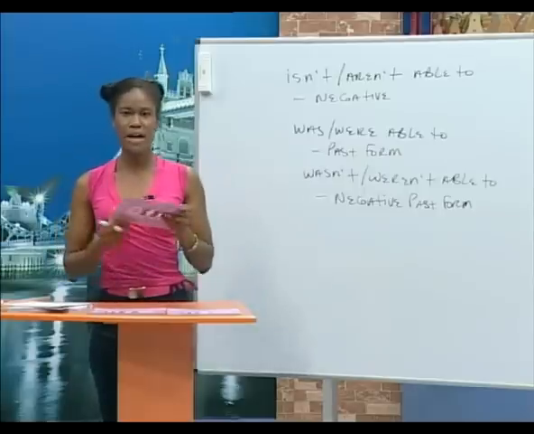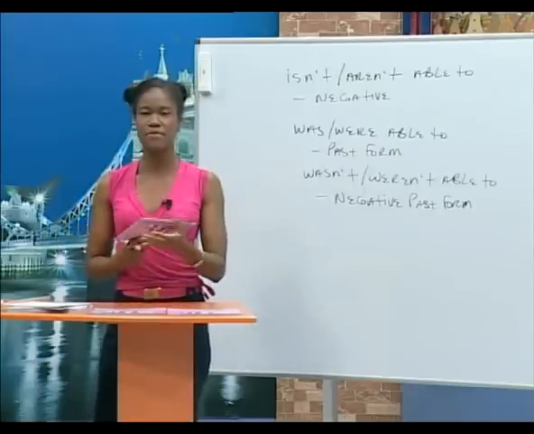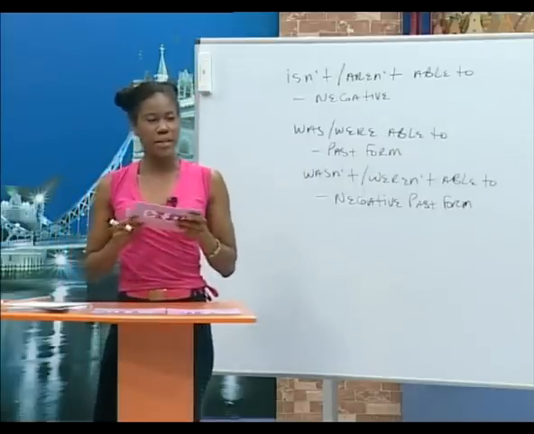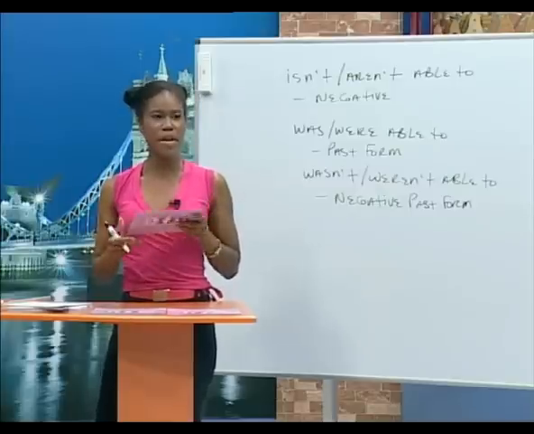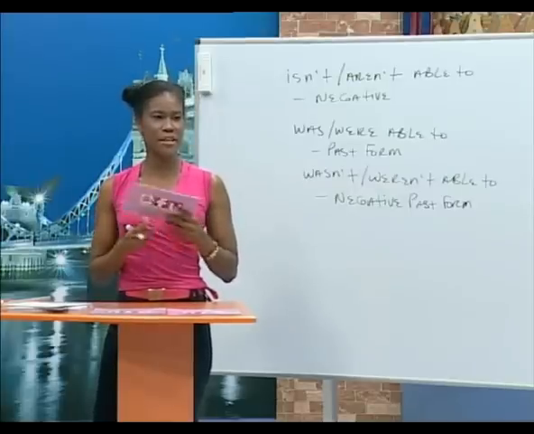Okay, now let's practice the past forms of able to. Alberto, was your father able to fix a leaky faucet when he was younger? Yes, he was able to fix a leaky faucet. He fixed everything. We didn't have to call a plumber.